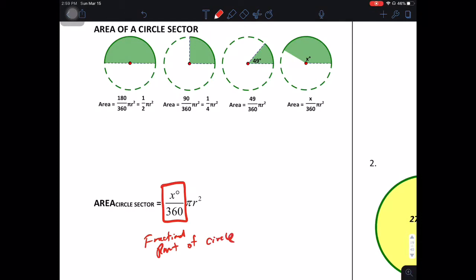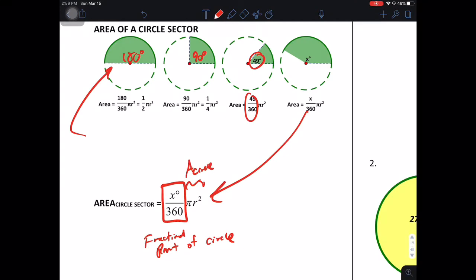It's 360 degrees. So here, for example, we're using half the circle. So it's 180 over 360, which is half pi r squared. Here it's 90 degrees. 90 over 360 is a fourth, using a fourth of the circle. Here we're using a central angle of 49 degrees, so it's 49 over 360. So in general, to find the area of a sector, find the area of the circle, and you multiply it by what fractional part of the circle that you're using.